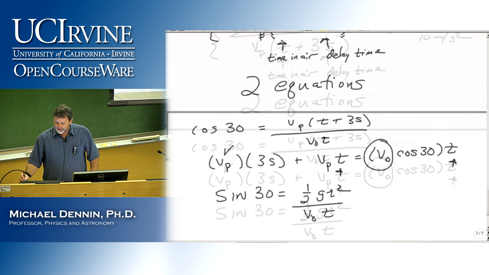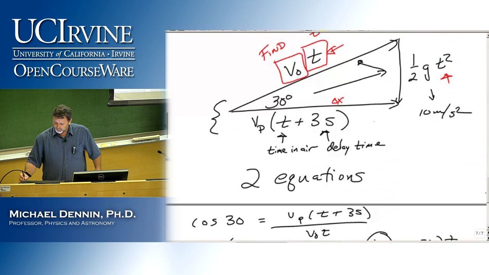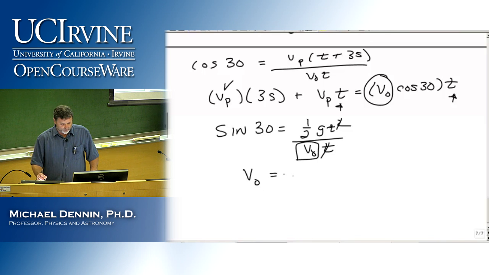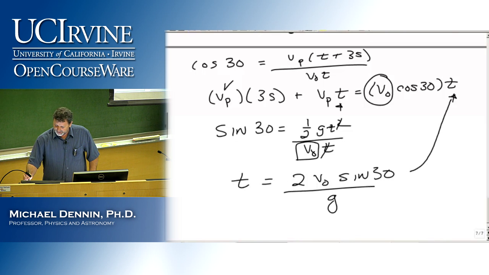Now you might ask, why did I do that instead of the tangent? Could have done either one. Tangent would have given you t as well. This one, I can see my t's cancel, and I have a nice expression for V naught. I'm sorry, I'm doing it slightly backwards for you guys. This is what happens on Friday. I have time equals 2 V naught sine 30 over g that I can plug into here.